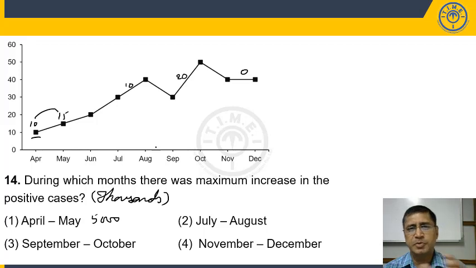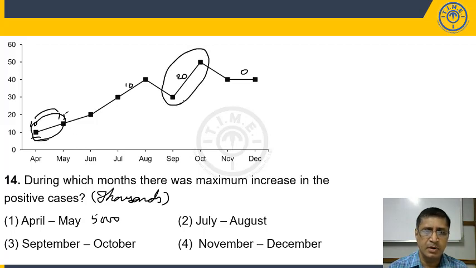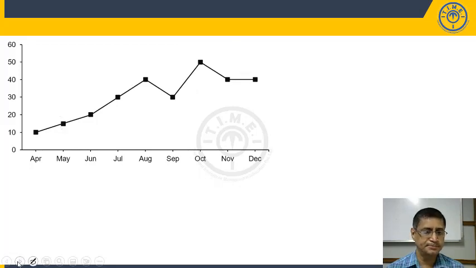Now this is just by using the values. Without using the values, how to answer means just observe the gap between these two. Here it is the maximum. So what is the right answer? Option number 3. Third choice is the right answer. Am I right? Where is the maximum increase in the positive cases? September to October, it is maximum. So the right choice is option number 3.